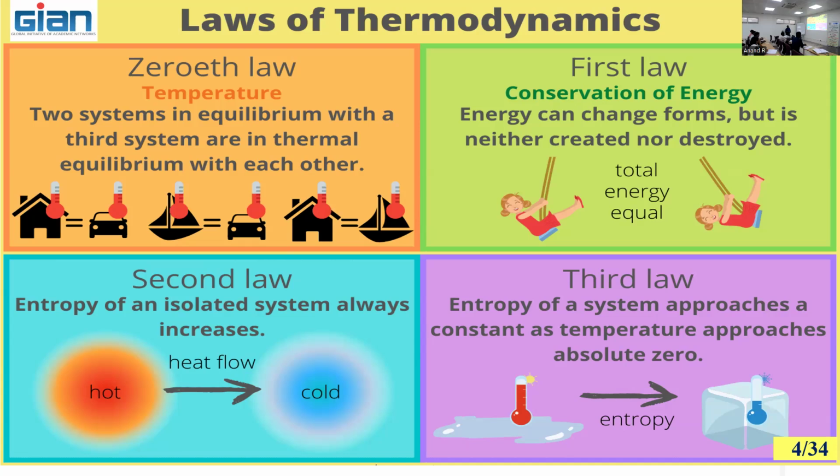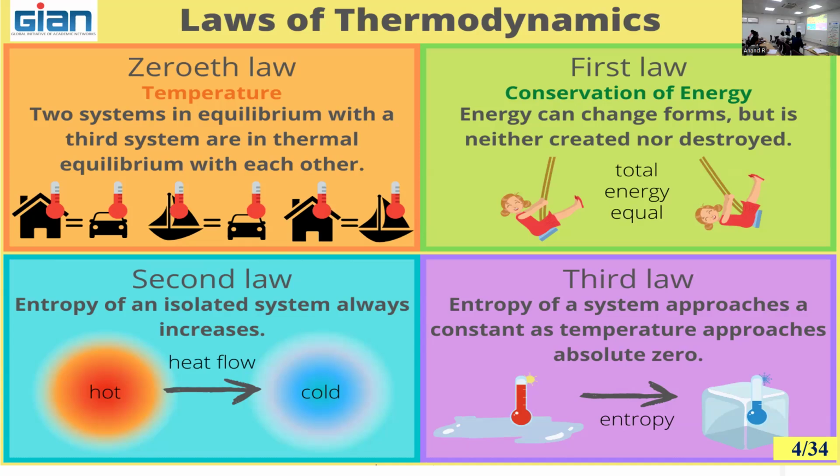In the 0th law, we are going to study temperature and equilibrium. You may all know that when 2 systems are in equilibrium with a 3rd body, then all 3 bodies are in equilibrium with each other. So from the 0th law of thermodynamics, we found the property called temperature.